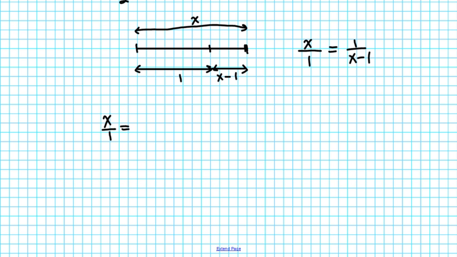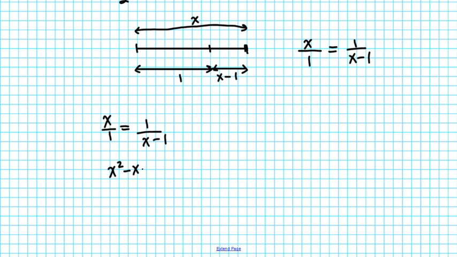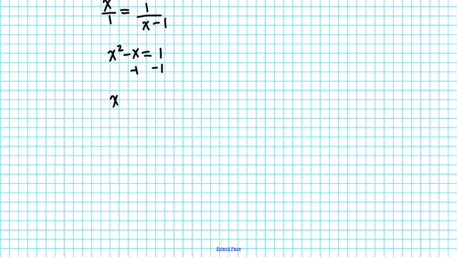Okay, so how do we do this? I'm going to start out by cross multiplying. When I cross multiply, I'm going to have x squared minus x equals 1. Subtract 1 from both sides, and you're going to end up with x squared minus x minus 1 equals 0. There are different ways you can solve this.